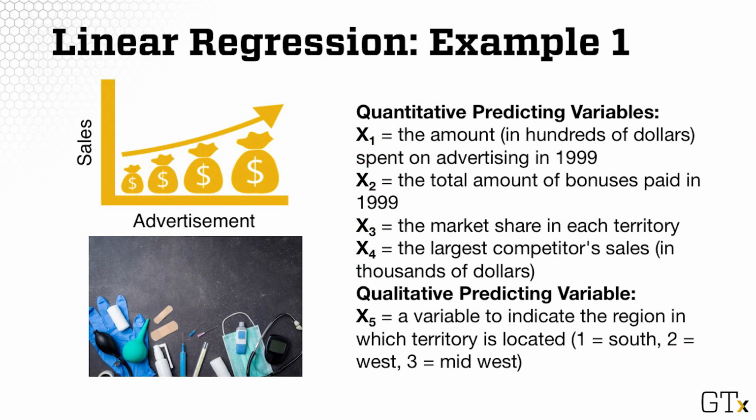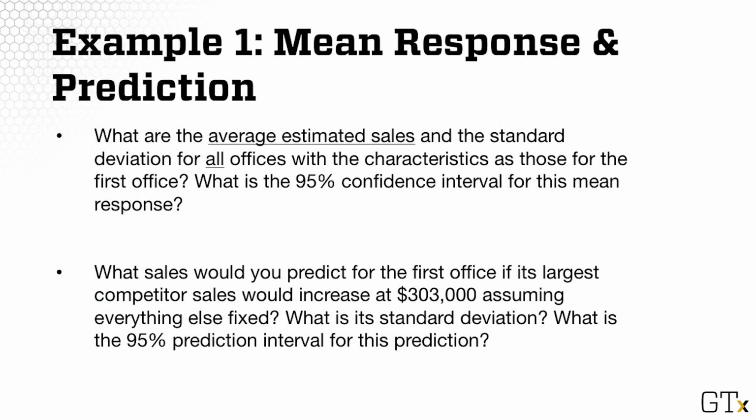We're interested in the relationship between the advertising expenditure and sales in the presence of other variables that impact sales. The type of questions that we would like to address in this example are as follows. What are the average or mean estimated sales and the standard deviation for all offices with the same characteristics as those for the first office? What is a 95% confidence interval for this mean response? What sales would you predict for the first office if its larger competitor sales would increase to $303,000, assuming everything else fixed? What is the standard deviation of this prediction? What is the 95% prediction interval?